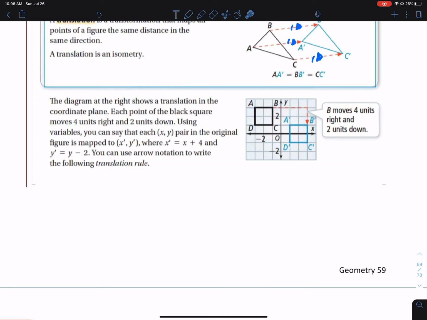Using the variables, you can see that each x, y pair in the original is mapped to x prime, y prime, where x prime is x plus 4 and y prime is y minus 2. You can use arrow notation to write the following translation rule.